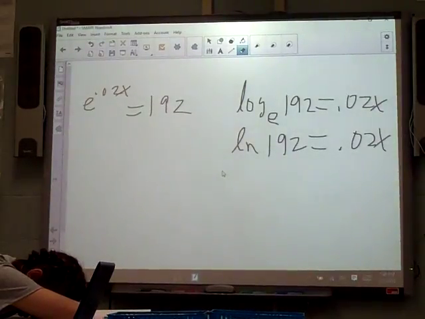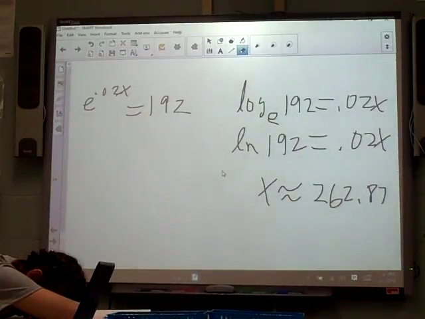So now all you're going to do is hit the natural log button, which is right below the log button on the far left. So you're going to hit ln 192, and then don't clear your calculator out. Keep that on there, because x is being multiplied by 0.02, so you'll need to divide that by 0.02. So ln of 192, enter, divided by 0.02. What do we get? 262.87. Very good.